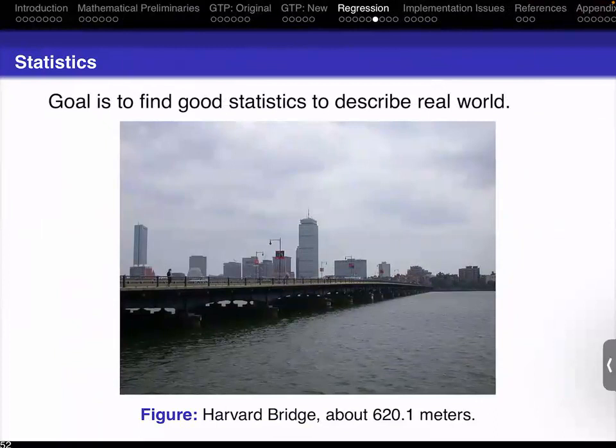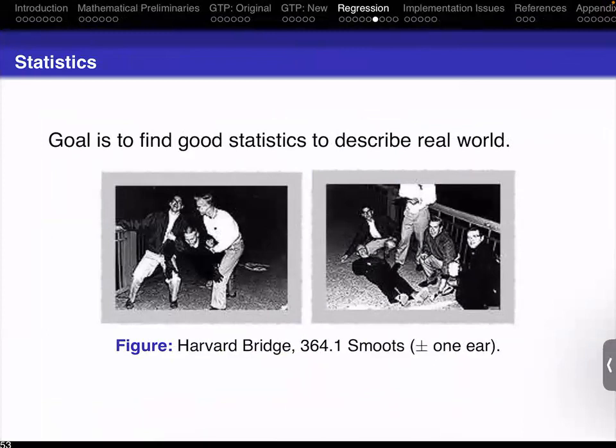All right, have we done this image yet in this class? This is one of my favorite bad statistics. Who knows what statistic I'm about to mention? Yes, it is a person. So it is Smoot. He was an undergraduate at MIT a couple of decades ago, and he was pledging a fraternity, and they wanted to know how many Smoots it would take to get from one end of the bridge to the other. So they picked him up, put him down, marked, picked him up, put him down, marked, and they found it was 364.1 Smoots.